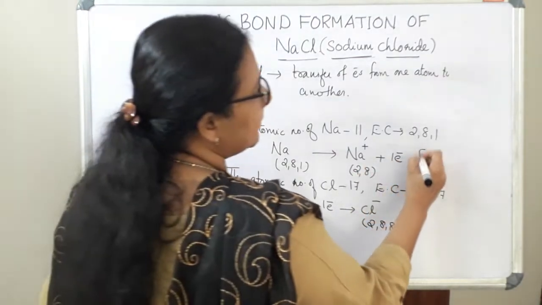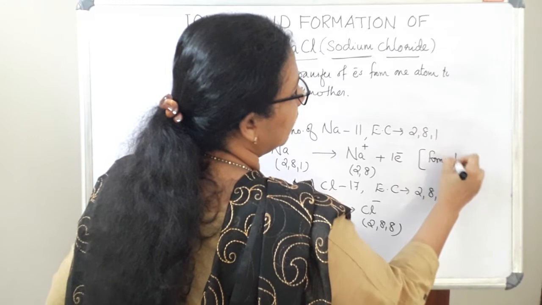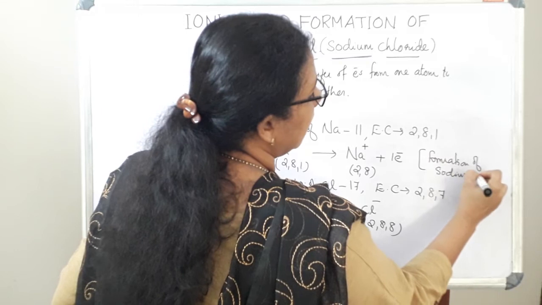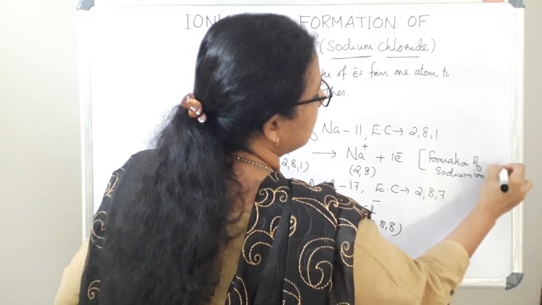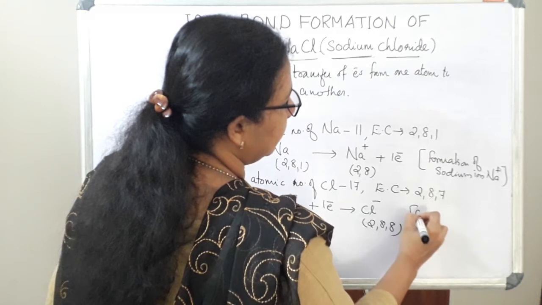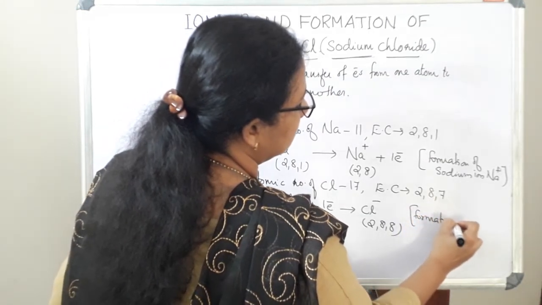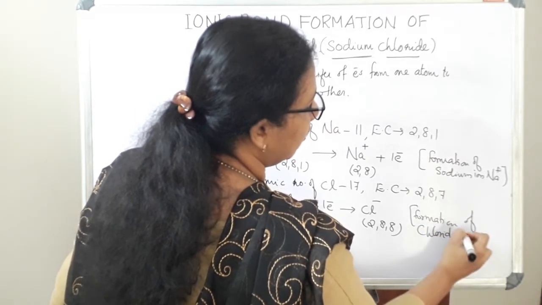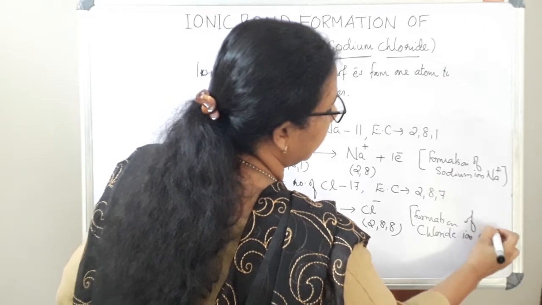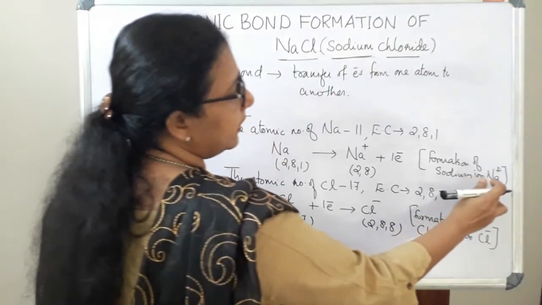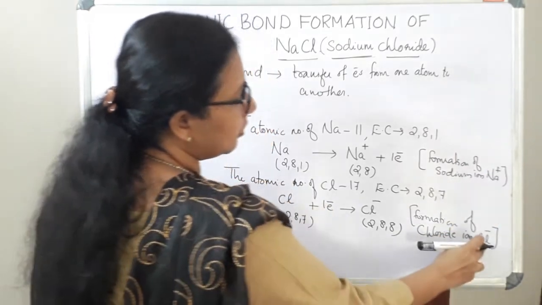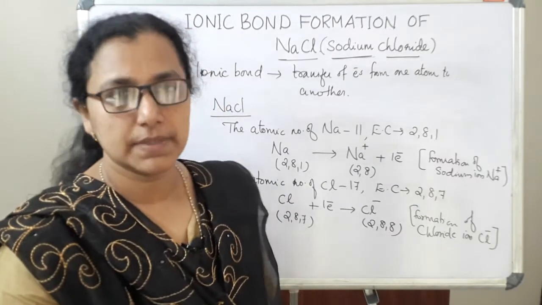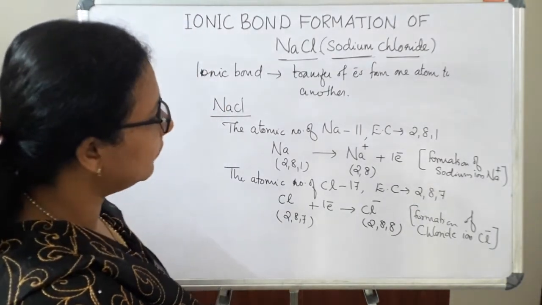The first step is the formation of the sodium ion, Na+. The second step is the formation of the chloride ion, Cl-. So sodium ion Na+ and chloride ion Cl-. These are the two steps for ionic bond formation.